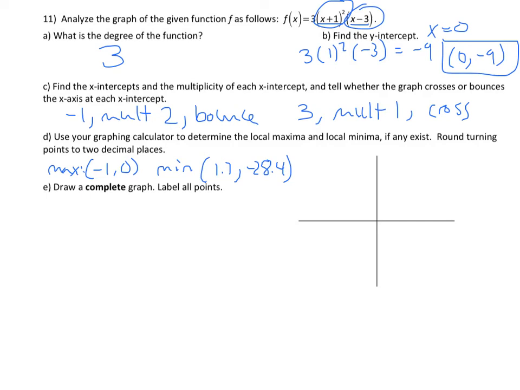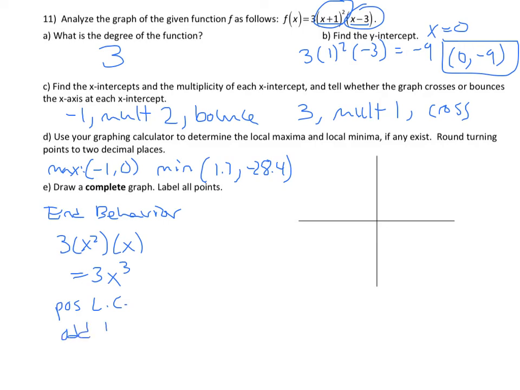Now we plot all these points, and we also need to determine the end behavior. For the end behavior, the leading term for this function would be 3 times an x squared term times an x, so we would get 3x to the third. This is a positive leading coefficient with an odd degree, degree 3. So that's going to look like y equals x for its end behavior. So it's going to go up on this side and down on this side.